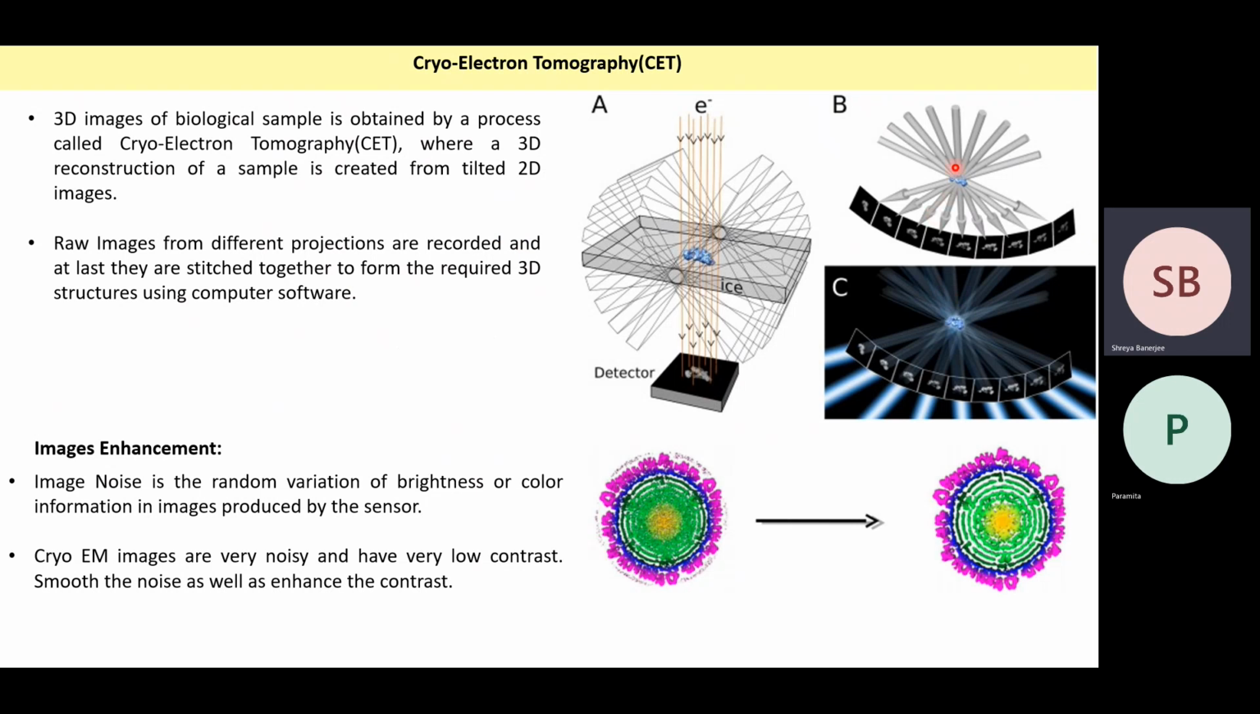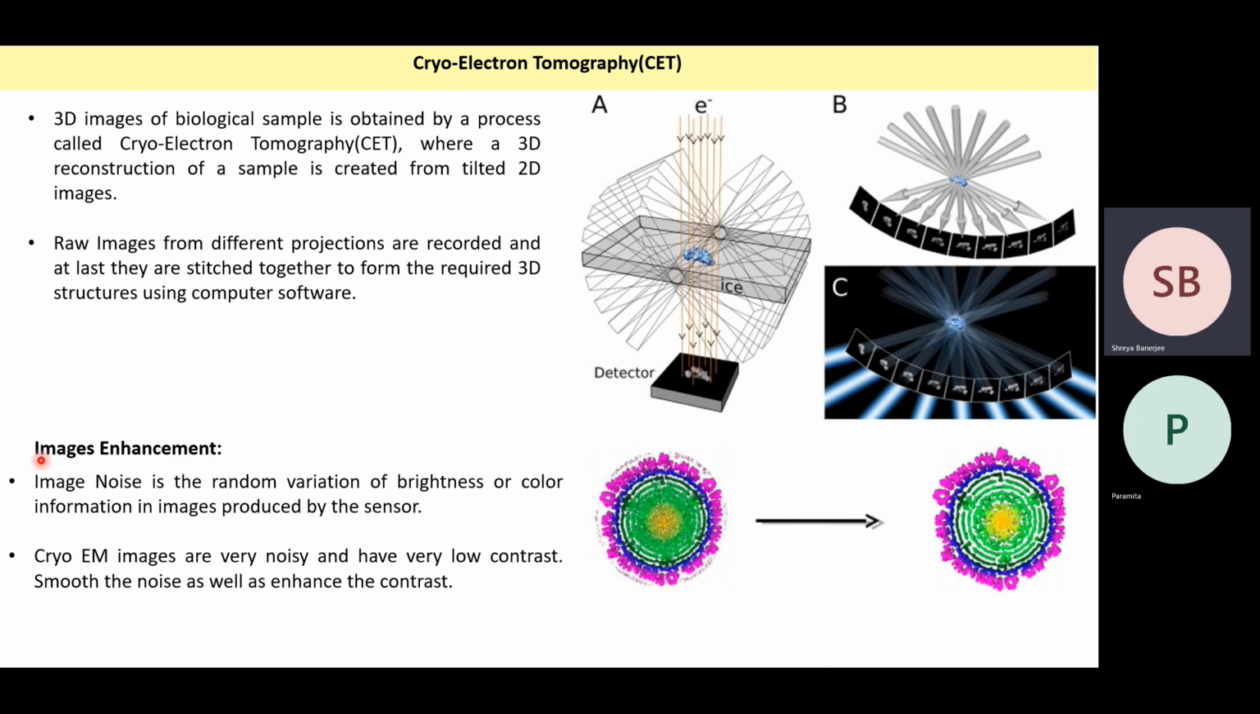So in cryo-electron tomography, basically a single protein molecule is used, but the electron beam is passed through it at different angles to get the image at different tilt angles, which are again reconstructed to get the final 3D structure.